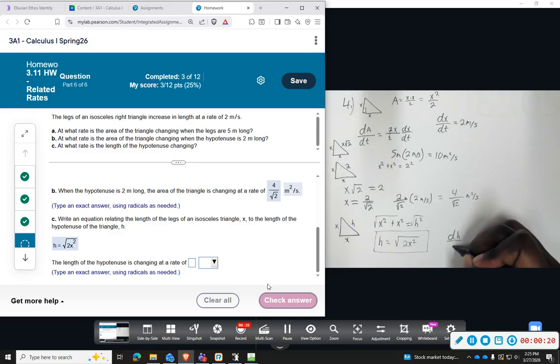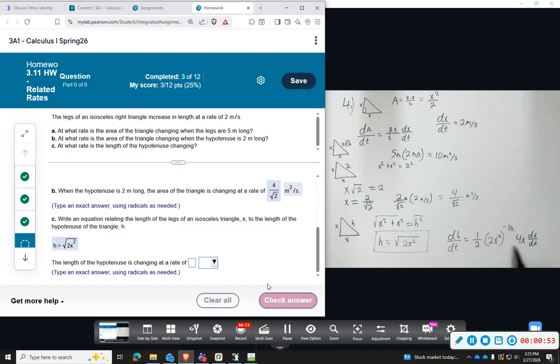So we're going to get dH/dt. And then the derivative, think about this as 1/2. So this will give us 1/2 times the inside, which will be 2x squared, subtract 1, raised to the negative 1/2. And then the derivative of the inside would be 2 times 2, which is 4x, and I'll get a dx/dt.